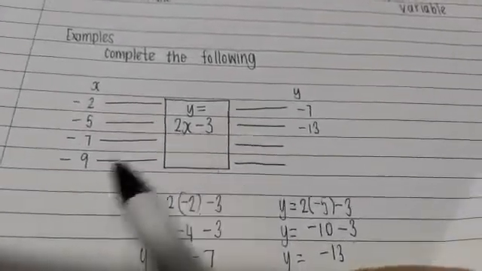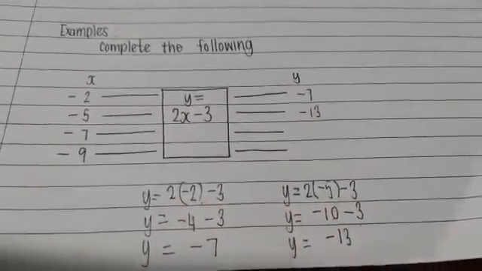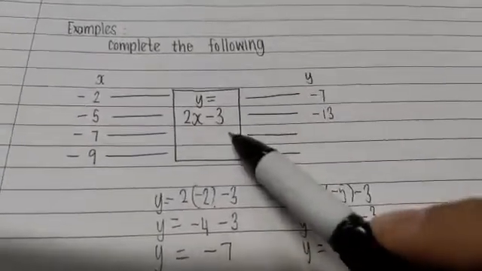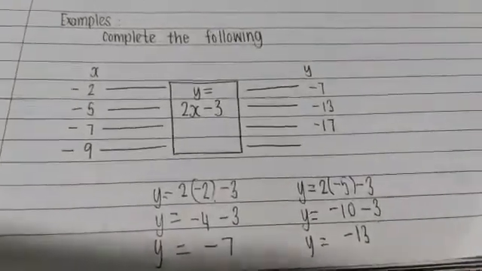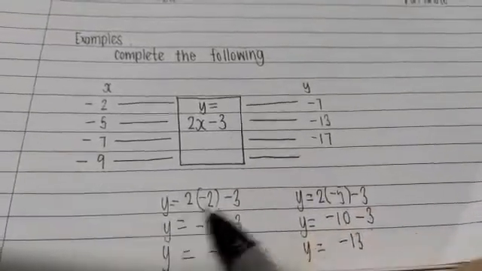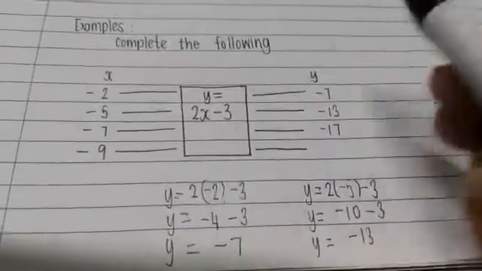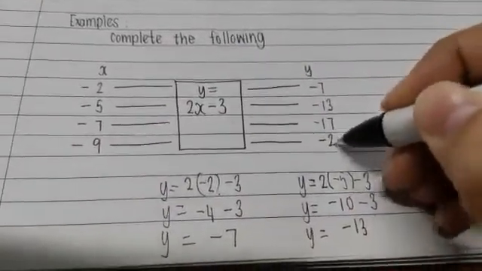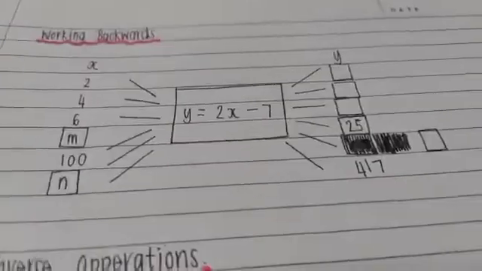This one here would be 2 multiplied by -7, which gives us -14. -14 minus 3 is -17. You can work that out. And then the next one, 2 multiplied by -9 gives me -18. -18 minus 3 is -21. And there we go. Okay.